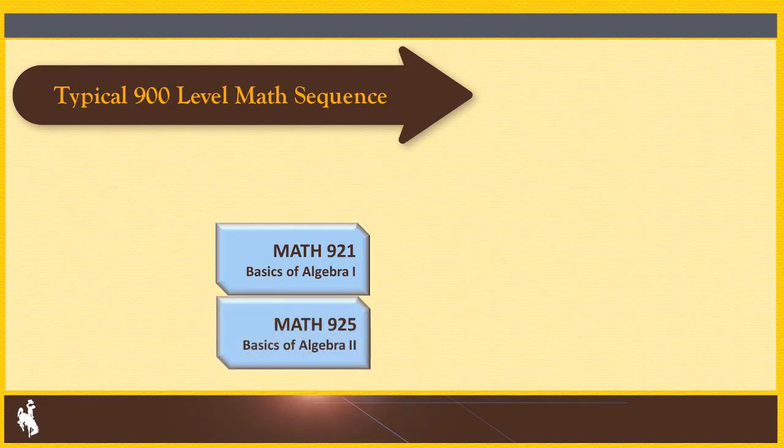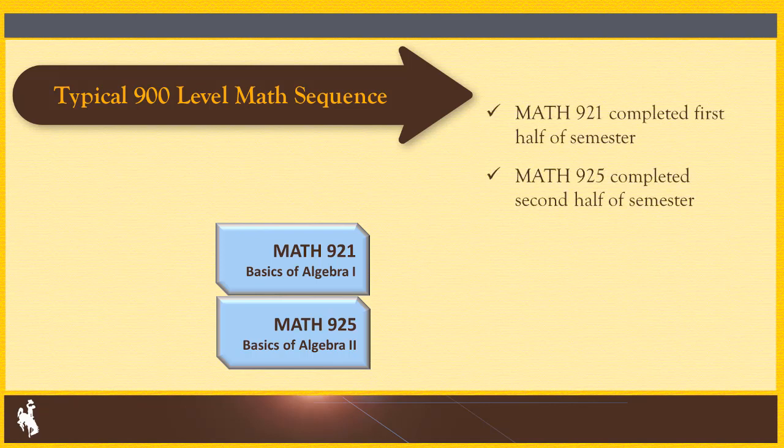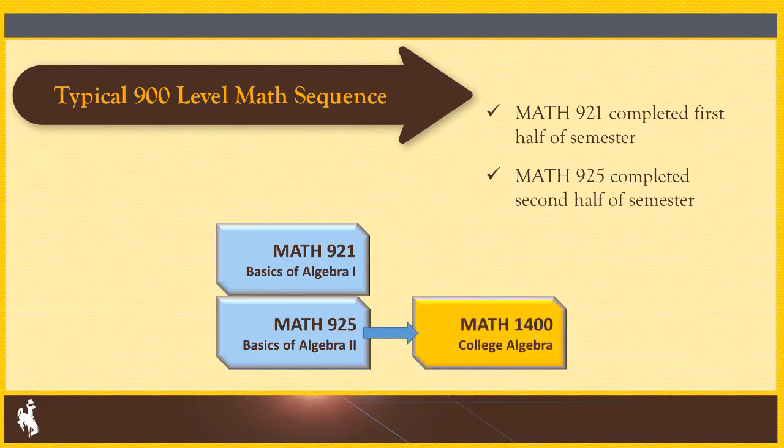When students select this option, they complete Math 921 during the first half of the semester and 925 during the second half of the semester. Students interested in this option should contact the Department of Mathematics for details on how to enroll.